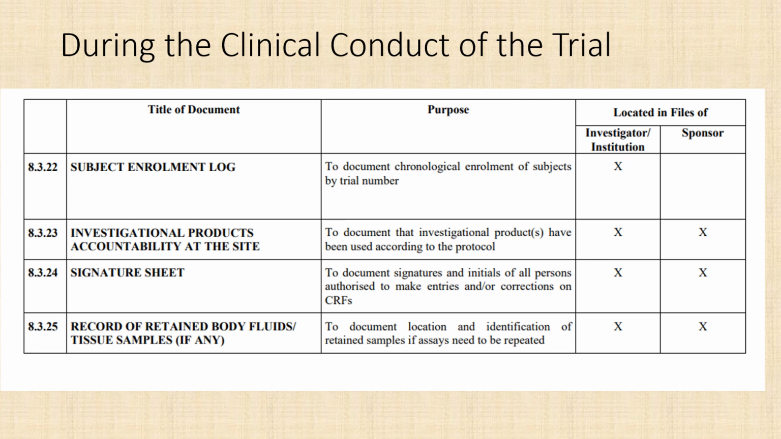Investigational products accountability at the site, to document that investigational products have been used according to the protocol, should be present both with the investigator as well as the sponsor. Signature sheet to document signatures and initials of all persons authorized to make entries or corrections on CRF to be present both with the investigator and the sponsor. Record of retained body fluids, tissue samples if any, to document location and identification of retained samples if assays need to be repeated should be present both with the investigator and the sponsor.